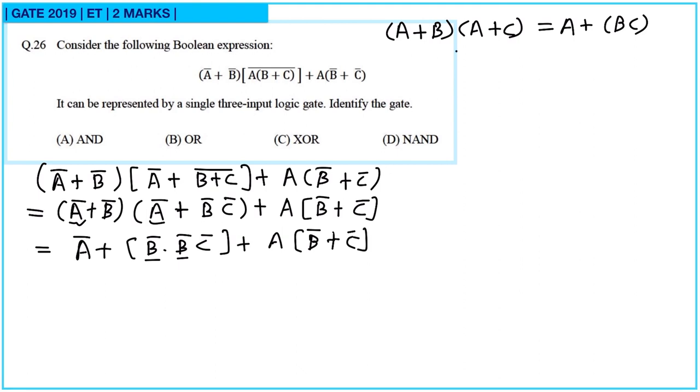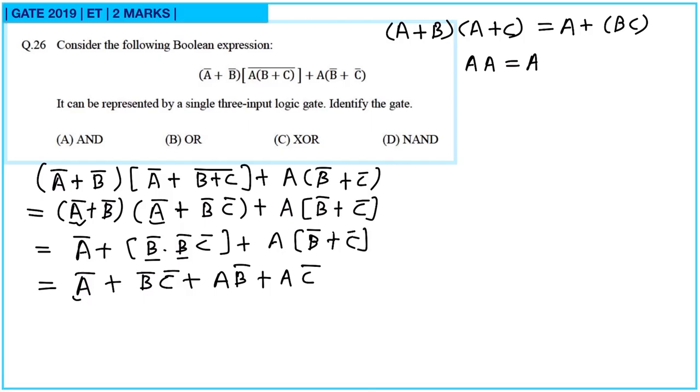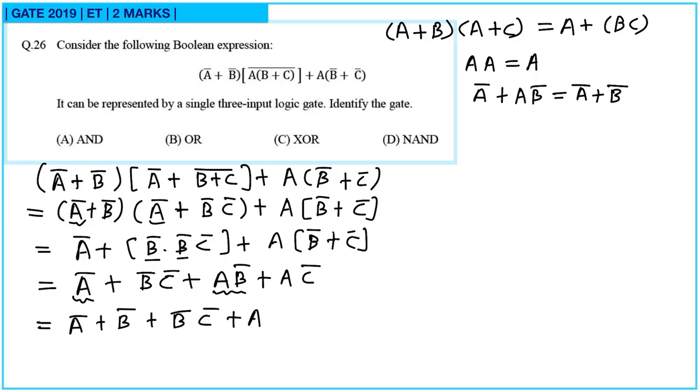Then B bar, B bar. So if we have AA, then that is equal to A. So here A bar or B bar C or A, B bar or A, C bar. Now let us focus on the first two terms, this term and this term. So we have this A bar or AB bar, that will be equal to A bar or B bar. So I am going to use this identity over here. So this will be A bar or B bar or B bar, C bar or AC bar.